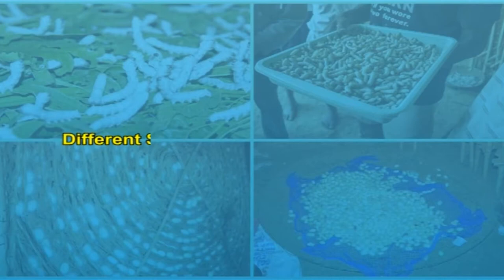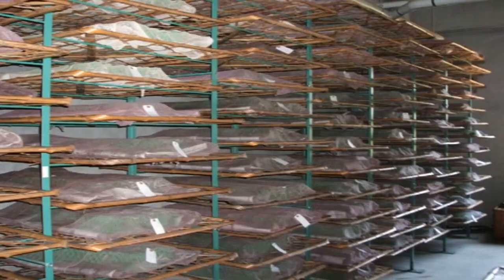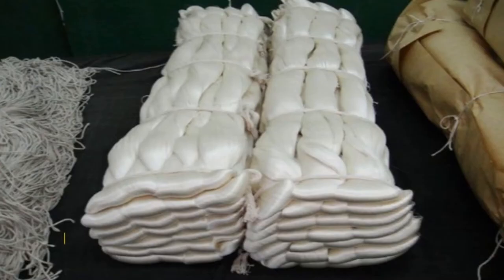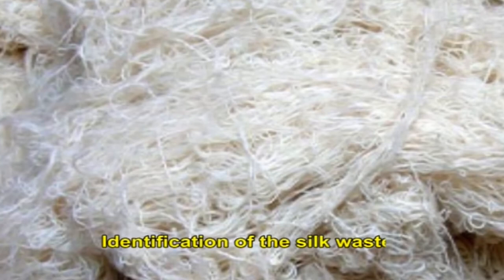Dear students, in the previous session, we have discussed the concept of silkworm rearing, the process of silkworm rearing. We have also discussed late-age silkworm rearing. In this session, let us understand the different stages involved in the process of rearing, mounting and spinning of silkworm, harvesting methods of cocoon, raw silk testing, and identification of silk waste.